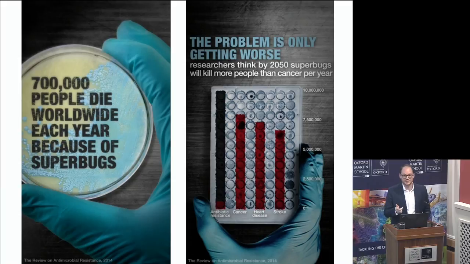So this is something that some people often don't talk about, but 700,000 people are dying every year. And a study that was commissioned by the UK government, led by Jim O'Neill, showed that by 2050, it's estimated that 10 million people per year will die from antimicrobial resistance if we don't do anything. And so that would be more than cancer. We often don't label it antimicrobial resistance, but this is something that's killing a lot of people and will kill even more.